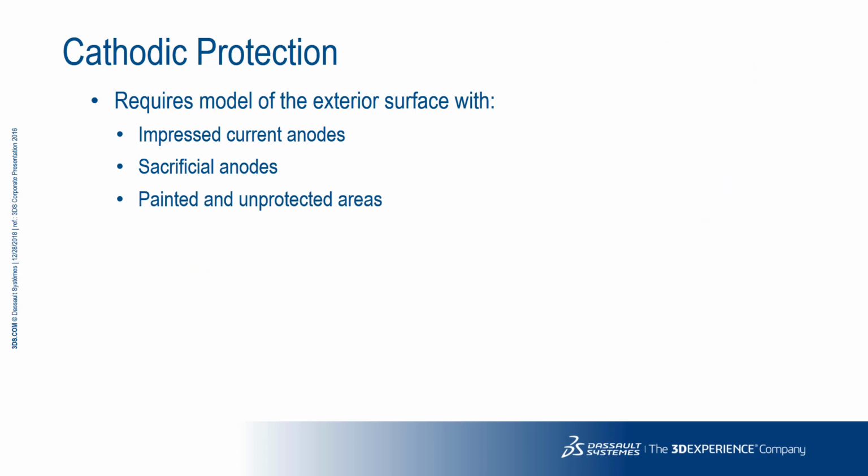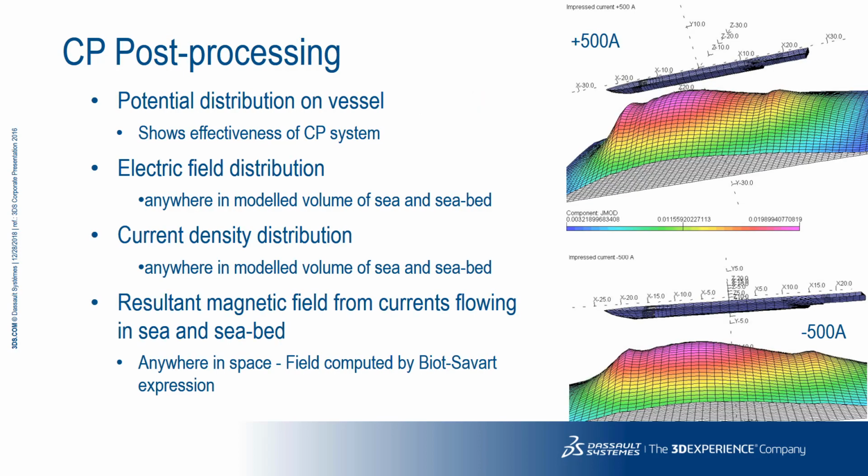Cathodic protection simulation requires a model of the exterior surface of the vessel, including impressed current anodes, sacrificial anodes, and both painted and unprotected areas. The volume of the sea and seabed surrounding the vessel is meshed with finite elements and material conductivity is specified. We then solve the Laplace equation for current flow in the sea. After the analysis is run, we can display the potential distribution on the vessel, showing the effectiveness of the CP system. The electric field and current density distribution can be displayed anywhere in the model volume of sea and seabed. The resultant magnetic field from currents flowing in the sea and seabed can be calculated and displayed anywhere in space, not just in the mesh volume.